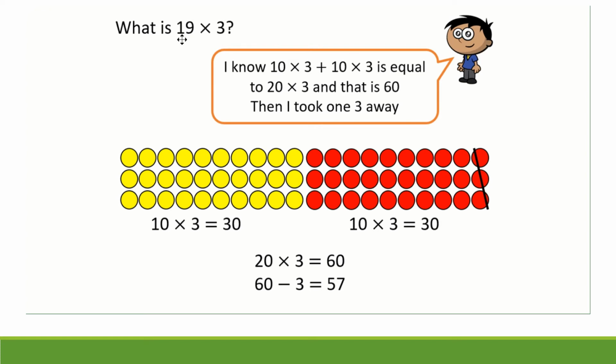However, we only want 19 times 3, not 20 times 3. So Jack has taken a 3 away. So he's taken 3 away from 60, which leaves us with an answer of 57. Ooh, that's also a very good way of calculating 19 times 3. Well done to Jack.